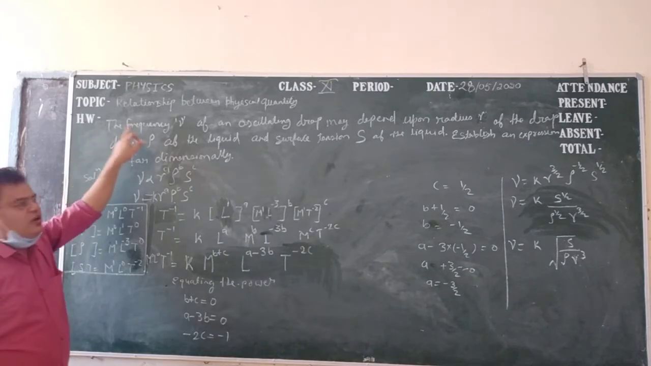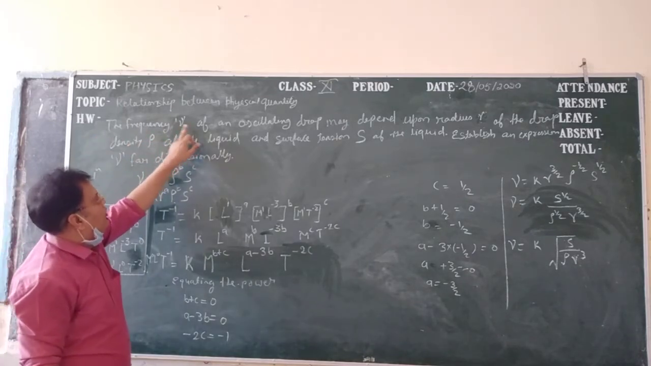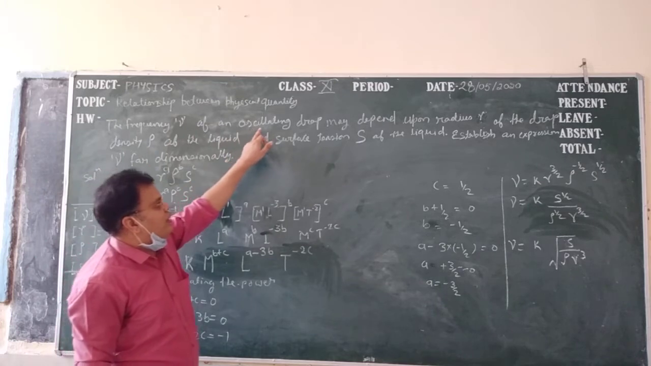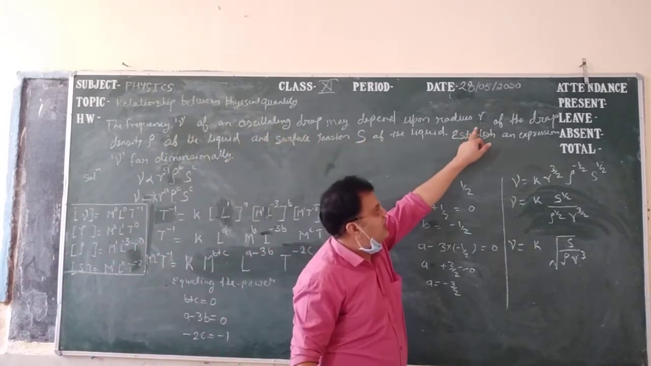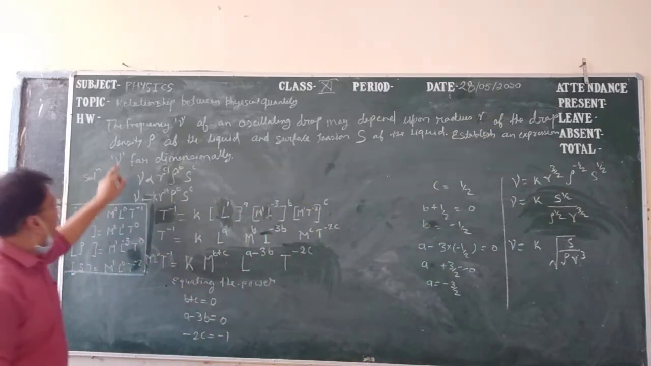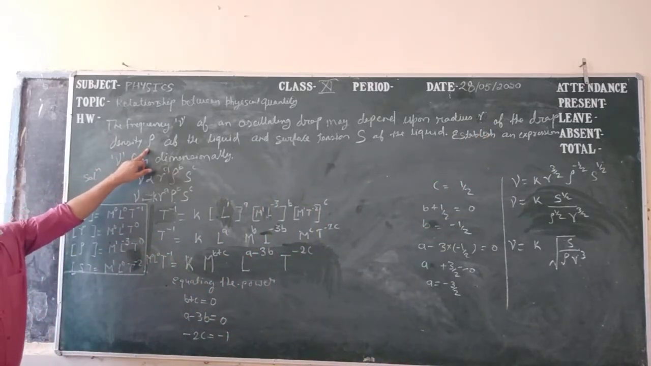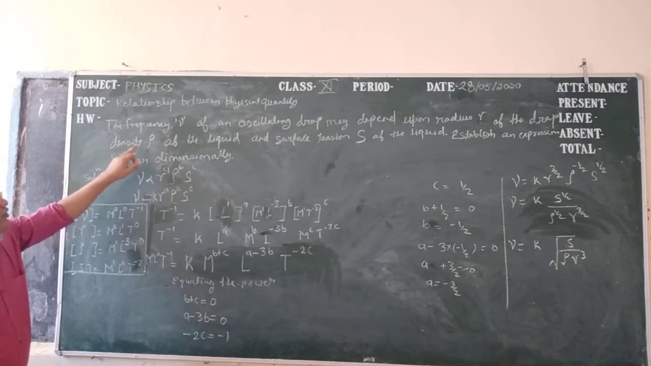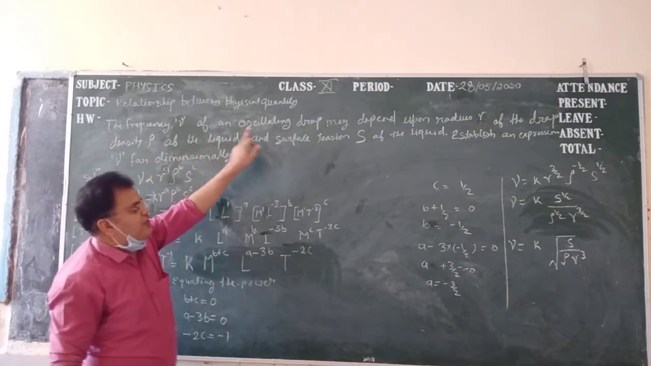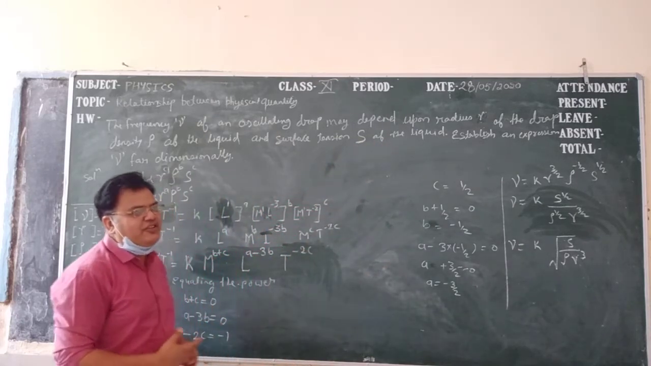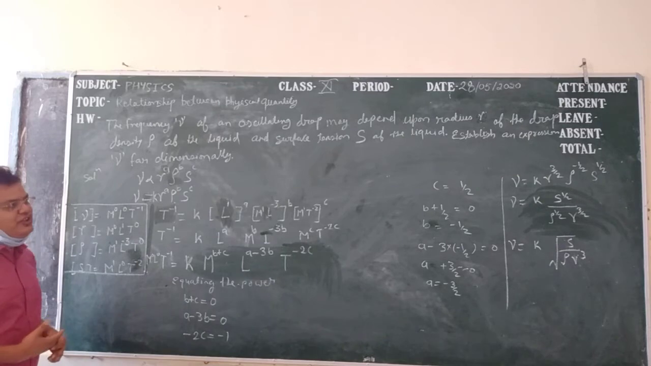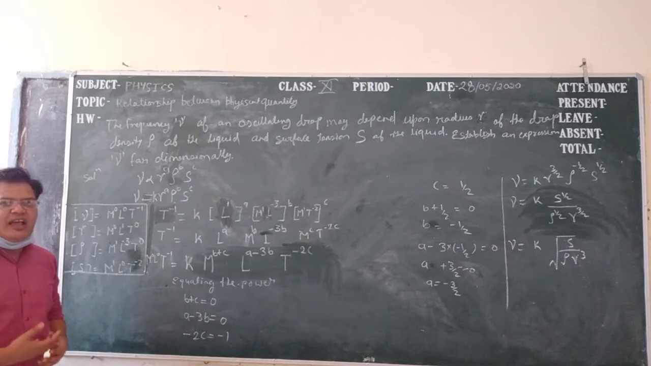The frequency nu of an oscillating drop may depend upon the radius r of the drop, density rho of the liquid, and surface tension S of the liquid. We have to establish the relation between frequency, radius, density and surface tension.